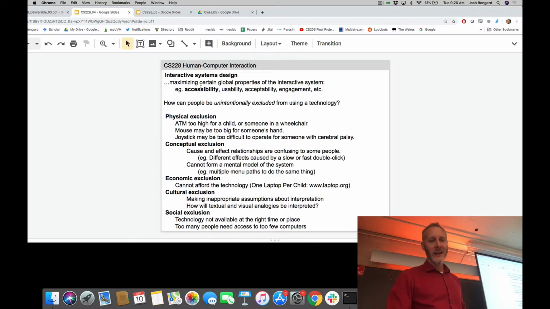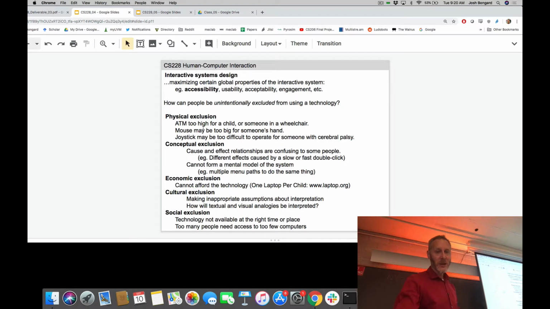Let's start with accessible. We'd like our system to be accessible to everyone on the planet, or as many people as possible. Sounds good. How do we do that? One way to do that is to start, in the case of accessibility, and flip it around and ask the inverse question: who's excluded from the technology?